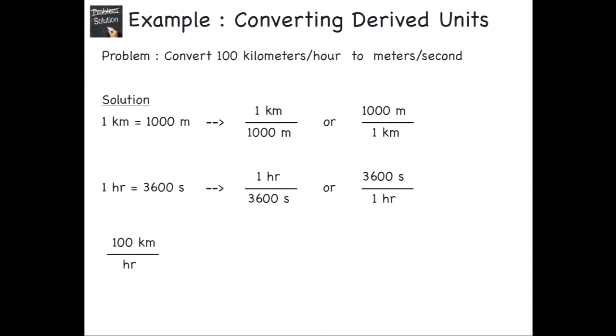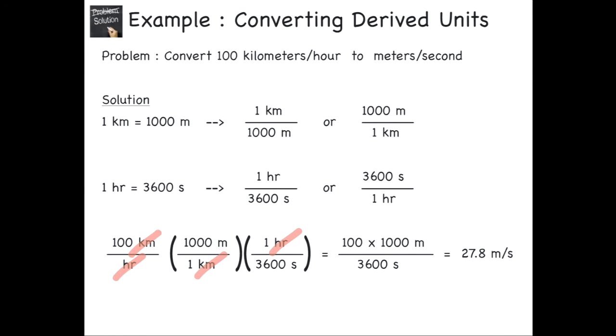Okay, so we start with our starting units of 100 kilometers per hour. And we know that we're trying to get rid of kilometers and replace it with meters. So we want meters on top and kilometers on bottom so that this kilometer will cancel that kilometer, and we're left with meters on top. If we stopped there, we'd have meters per hour. But we know we want to get rid of the hour. So we're going to put an hour on top and the 3,600 seconds on the bottom. And when we do that, we finally end up with meters per second. Okay, so 100 kilometers per hour ends up being 27.8 meters per second.